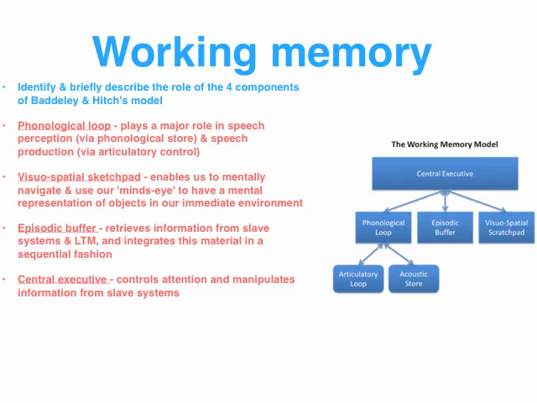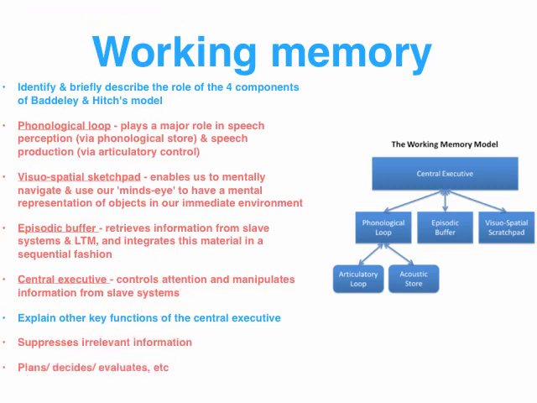So the central executive, as the name implies, controls our attention, and rather than just integrating and accessing the information like the episodic buffer, it actually manipulates the information so that we can perform calculations and make decisions, etc. Other key functions, it filters or suppresses irrelevant information from our mind so we can just focus on the task at hand, enables us to plan, decide, evaluate, rate, etc.